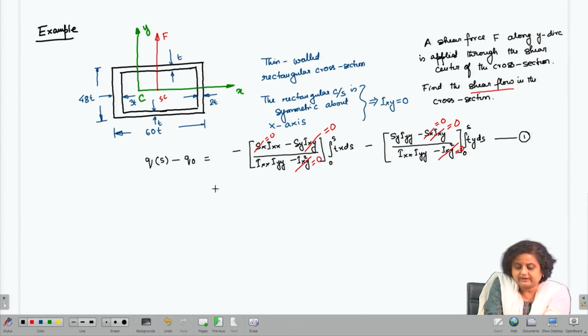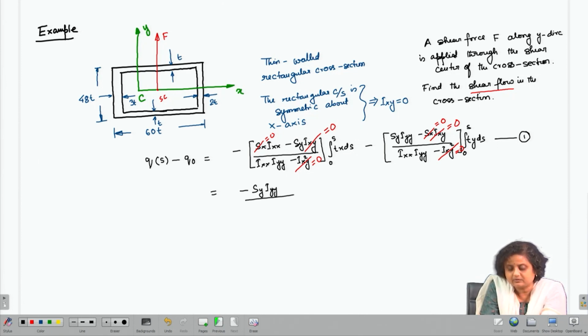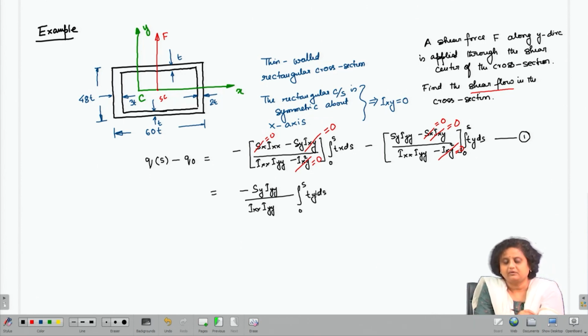Therefore, this equation just boils down to minus S y by I y y by I x x. So, this is all that we have. So, t is basically varying. This is going to be t of s. t is a function of s, t is not uniform unlike most of the examples that we have solved. So, this is t y into t s.